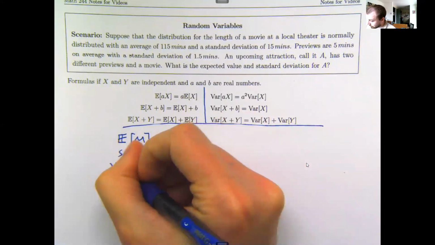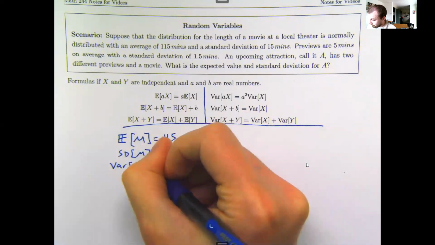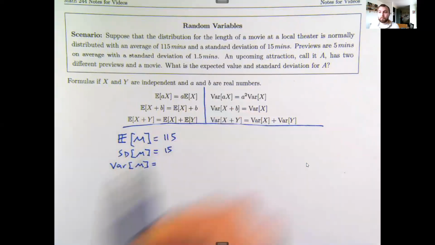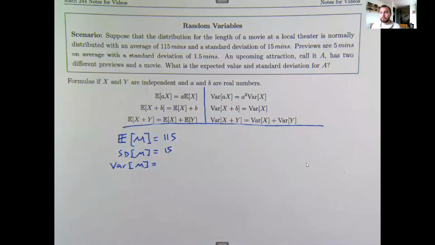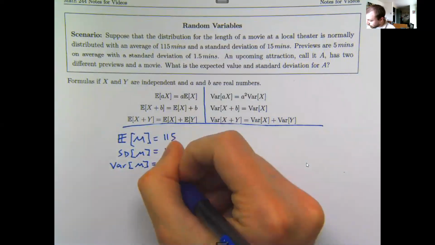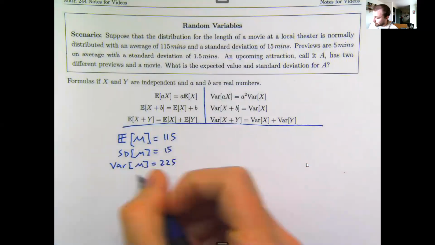I'm also going to calculate the variance because when I'm combining several variables, I do so at the variance level and not the standard deviation level. So in this case, if I have 15 squared, this gives me a variance of 225 for the movie.